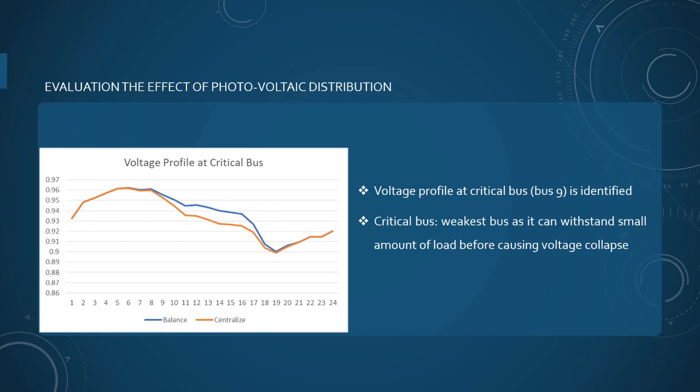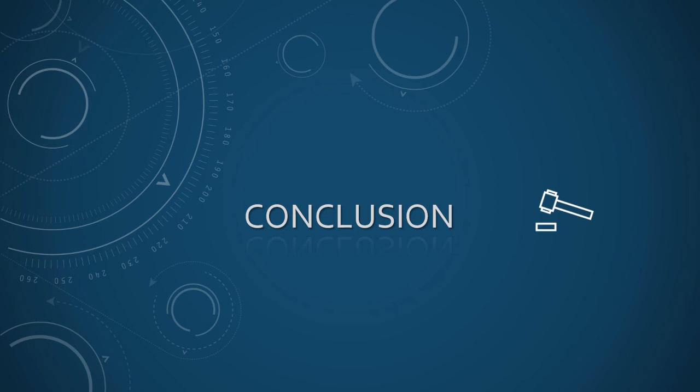Next is the voltage profile at the critical bus. The critical bus is the weakest bus, as it can withstand only a small amount of load before causing voltage collapse. I chose bus 9 because bus 9 is far from the slack bus. It is shown that a balanced distribution has a higher voltage profile than a centralized located one. So a balanced distribution is a good method that we can use for photovoltaic distribution. Last but not least, we have come to the end of this presentation, and this slide will conclude the whole presentation.